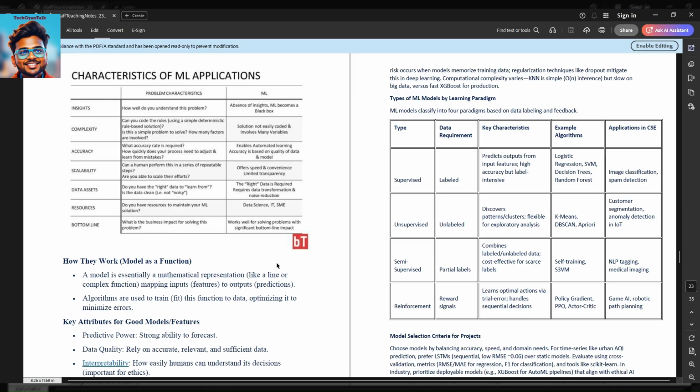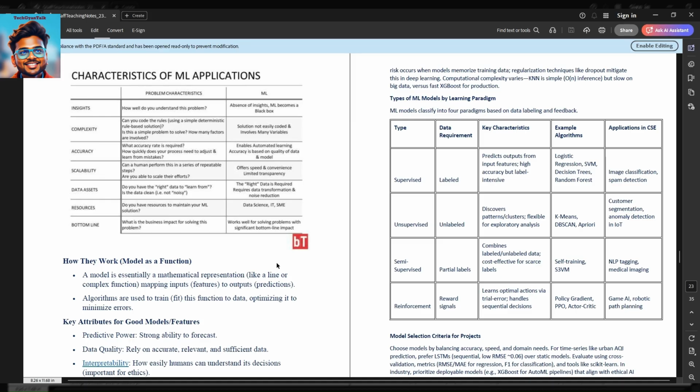So, characteristics of ML applications. Here we will see the integrated insights, problem characteristics. How well do you understand this problem? So we can get an insight out of it. And with an absence of insights, ML becomes a black box. Complexity: can you code the rules using simple deterministic rule-based solutions? Is this a simple problem to solve? How many factors are involved? So this is kind of complex. If the problem is complex, then the solution is not easily coded and involves many variables.